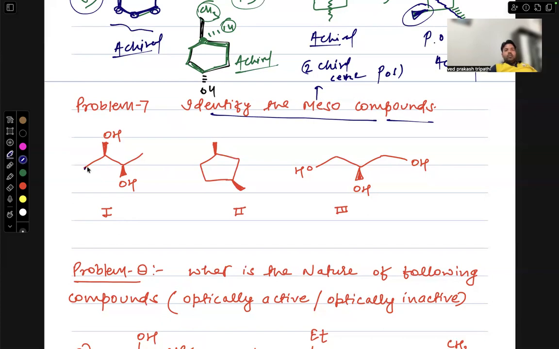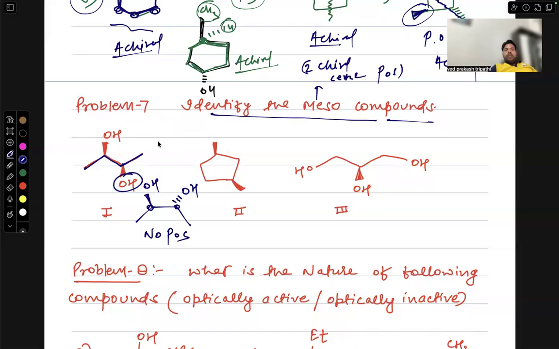I told you the condition of the first one. This is Z type, so we will try to make it like this, wedge OH. Now let me know, this wedge becomes dash, and now we have 2 chiral centers. Is there any plane of symmetry? There is no plane of symmetry.